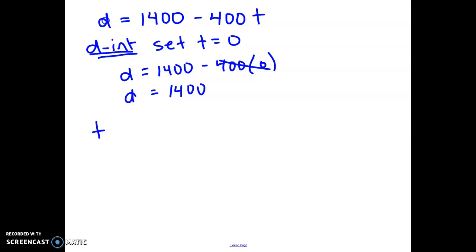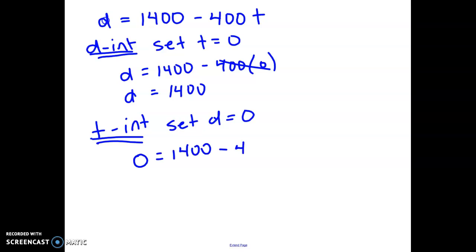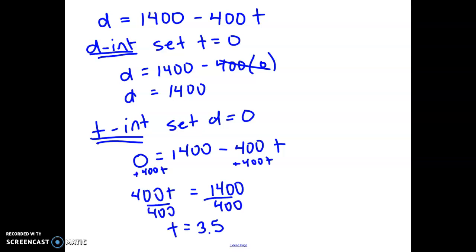Then we can find the t-intercept, and we again set the opposite equal to 0. So we're going to put the d part equal to 0. That means we get 0 equals 1,400 minus 400t. And now we're going to manipulate the equation. So we end up with a t-intercept of 3.5 hours. We'll put those on the graph.